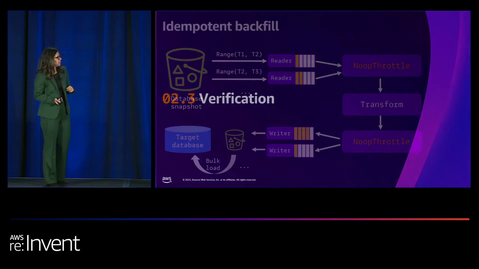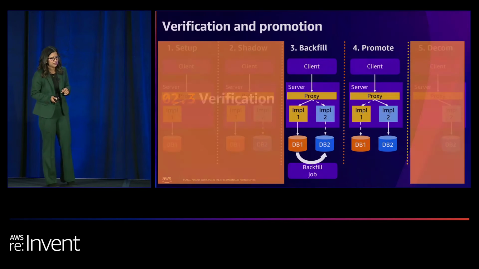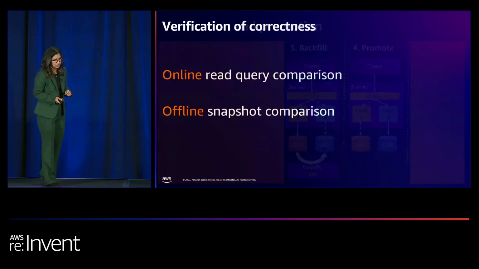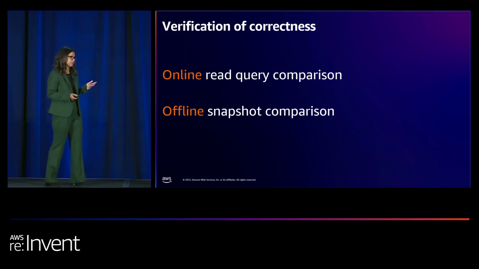Once the data has been backfilled, we need to verify the data for its correctness, as well as verify the performance of the system. It is a very important step before we can promote a secondary database to become the primary and serve the production traffic. So in order to verify correctness, we have used two methods.